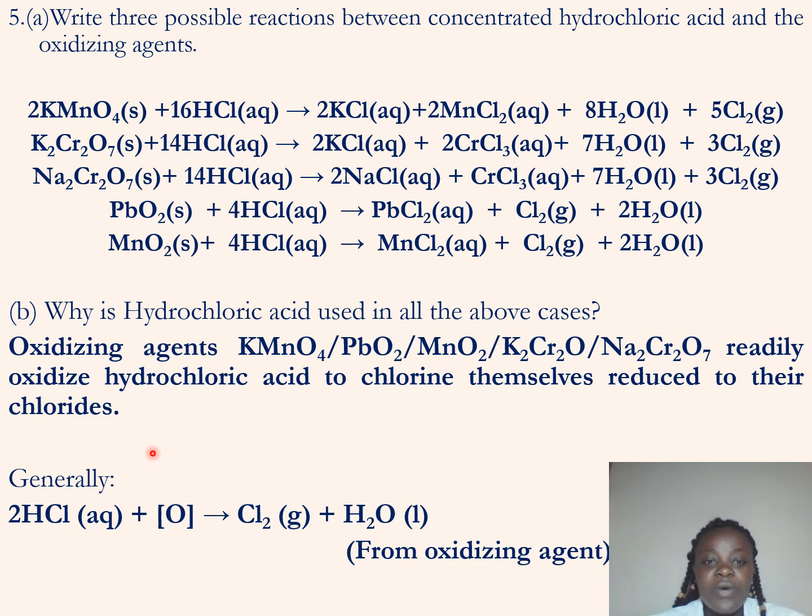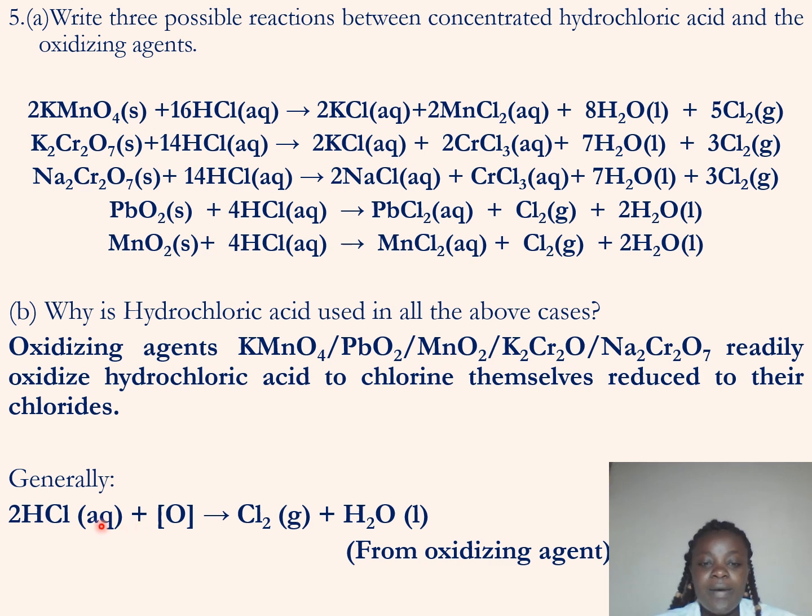All right. So when we have potassium permanganate reacting with hydrochloric acid, it will oxidize hydrochloric acid to chlorine, and itself is going to be reduced to what? Potassium chloride. So these oxidizing agents are reduced to the chlorides and they oxidize the hydrochloric acid to chlorine gas. They readily oxidize hydrochloric acid to chlorine gas. So that is the reason why we use hydrochloric acid.